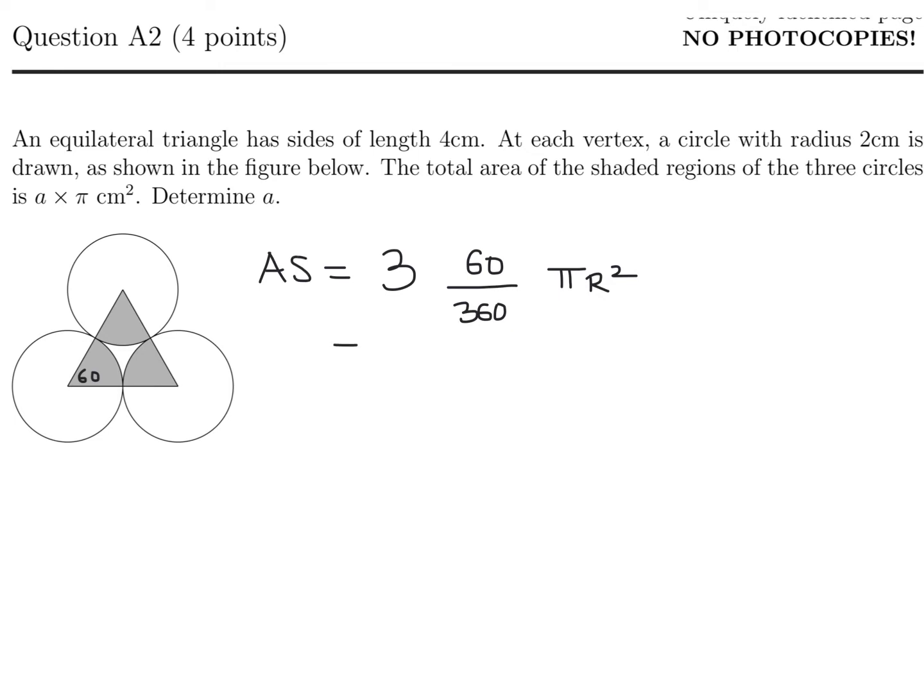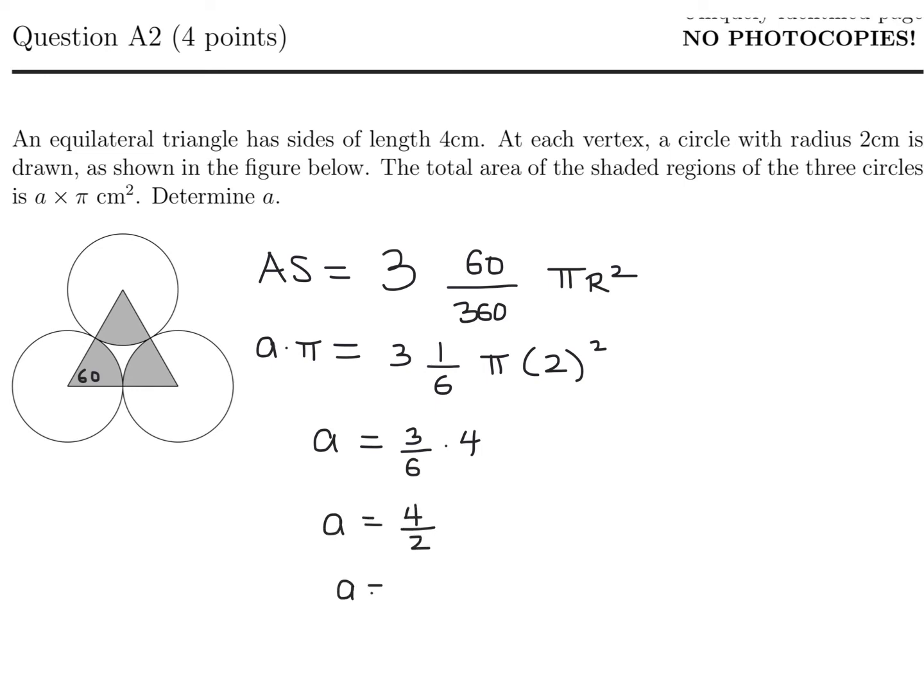Okay, let's proceed here. So this looks like 3 times 1 over 6, and then pi r squared, well, r is 2. They gave us that, so 2 squared. And then they told me that this is equal to a times pi, right over here. Okay, the pi's cancel on both sides, so we're just left with a. This is 3 over 6 times 4. So 3 over 6 is what, a half? So 4 over 2, and therefore a is equal to 2. And that's it.